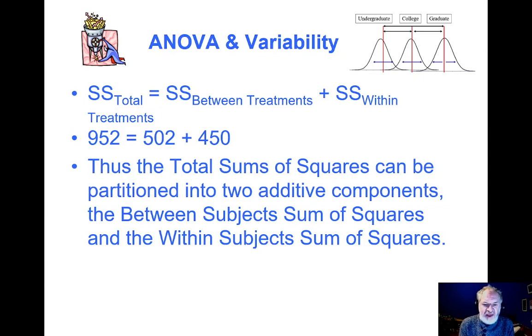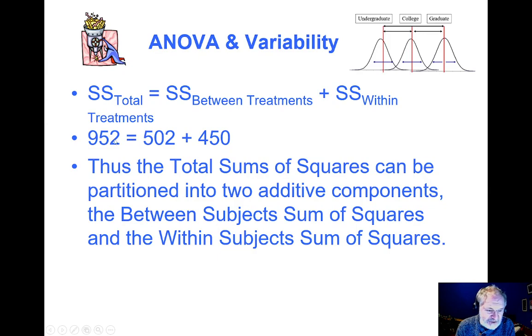So the key thing here is that what you're doing with analysis of variance is you're taking your sum of squares total, which is the 952, and you're partitioning it into 2 parts. The first part is the between treatments or between groups sum of squares, which is the 502. That's the second one we did after we did the total. Plus the within treatments or within groups sum of squares, which is 450. These are 2 additive components.